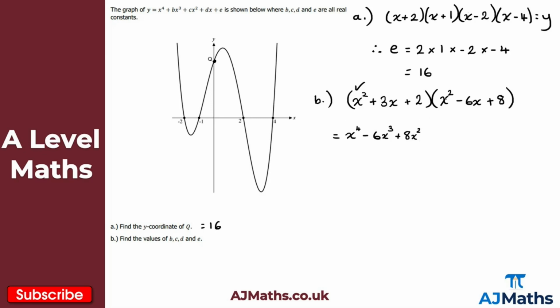We then move on to the 3x, so 3x times x squared gives me 3x cubed. We've then got 3x times minus 6x, that's minus 18x squared. And then 3x times 8, that would give me 24x. We can take that off, we've done with the 3x. And then moving on to the 2 here, so 2 times x squared would give me 2x squared. 2 times minus 6x, that would be minus 12x. And then 2 times 8 would give me positive 16. Just run out of room here, but plus 16 at the very end. And there we go, we've fully expanded it.